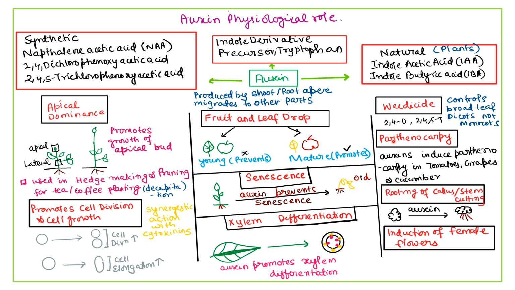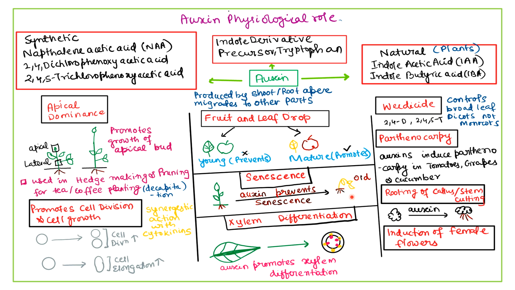Next commercial application is parthenocarpy. Parthenocarpy means seedless fruits. Auxins induce parthenocarpy in tomatoes, grapes, as well as cucumber. Also in tissue culture, auxin is used initially. Both auxin and cytokinin are used to get the callus from a plant part. Later on, from the callus, if we want root formation, we can use auxins. Also, if we have stem cuttings, we spray them with auxin, and it will induce the rooting of the stem cuts.